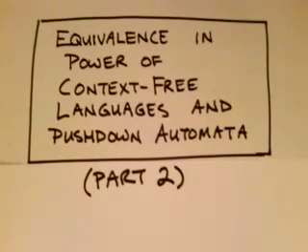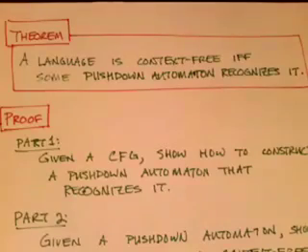This is part 2 in the proof that context-free grammars and non-deterministic push-down automata have the same expressive power. Context-free grammars and non-deterministic push-down automata can define the same exact class of languages. A language is context-free if and only if some non-deterministic push-down automaton recognizes it.